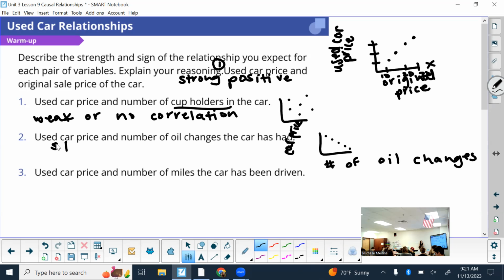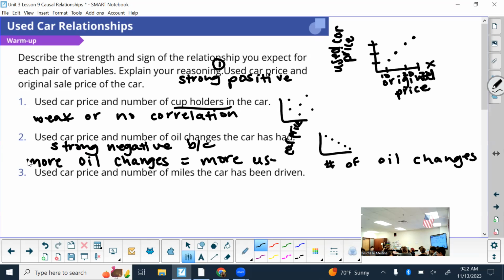Strong, because it still looks linear. We would still expect it to be pretty linear. Would you expect it to be positive or negative? So strong, negative. And you could say because more oil changes equals more use, which if you're buying a used car, you probably don't want it to be used that much. And that's what the book says too.